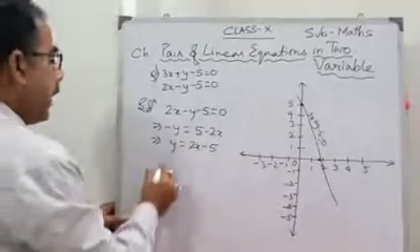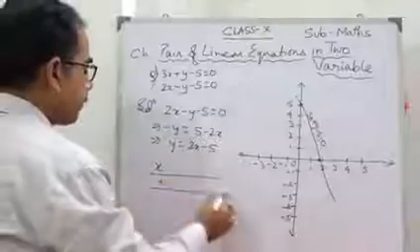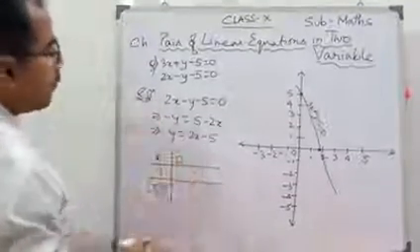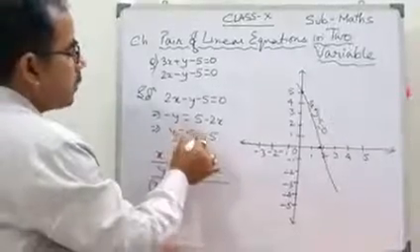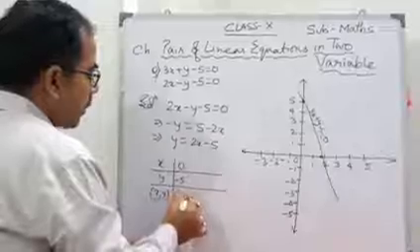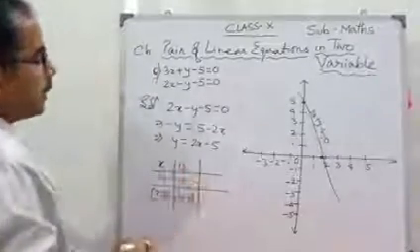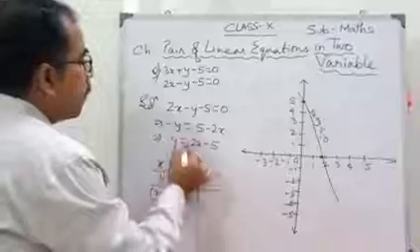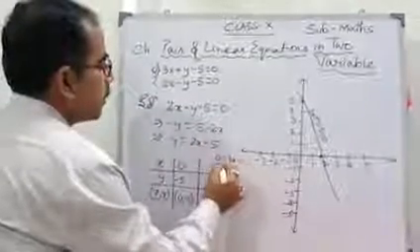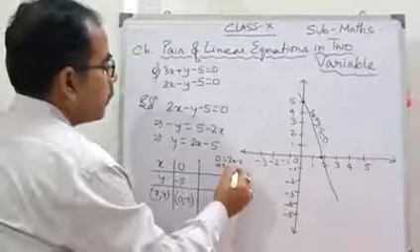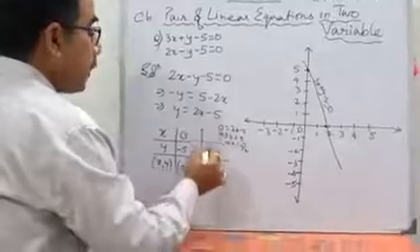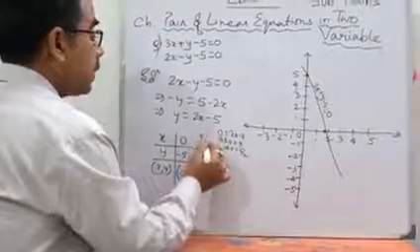Okay, now again x and y. Similarly x comma y. When x equal to 0, you are choosing from yourself x equal to 0. When x equal to 0, this part is 0. So y will be minus 5. So the coordinate you are getting is 0, minus 5. Very good. Next is when y equal to 0. When you are choosing y equal to 0, that means 0 equal to 2x minus 5. That means 2x equal to 5. Means x equal to 5 by 2. That means 2.5. That means when y equal to 0, you are getting x as 2.5.